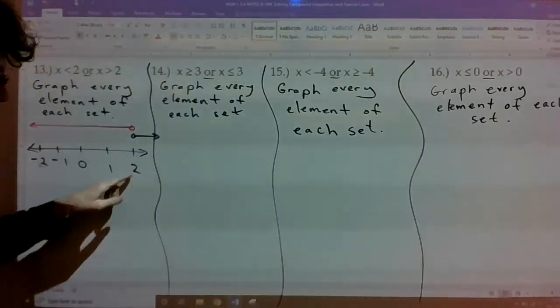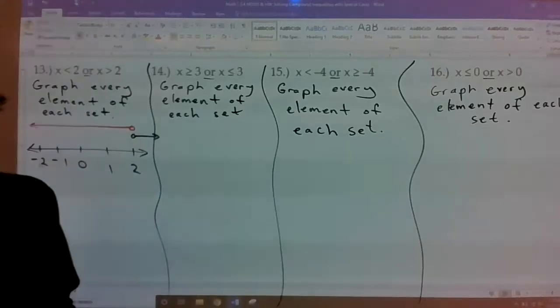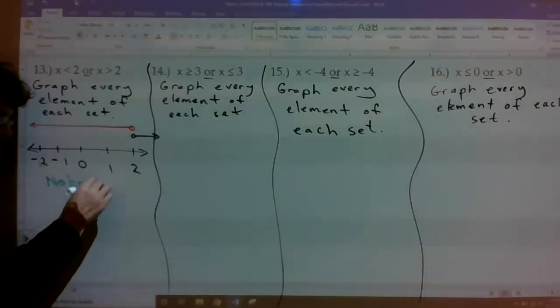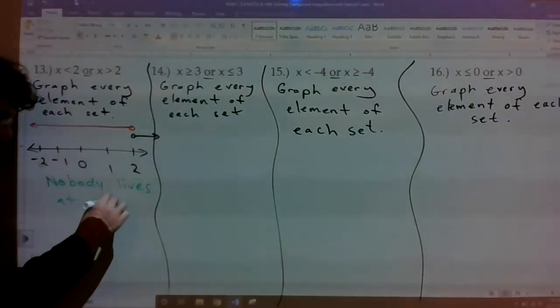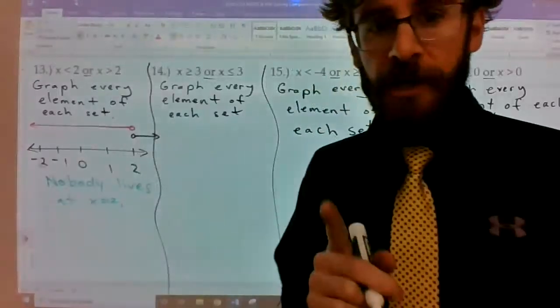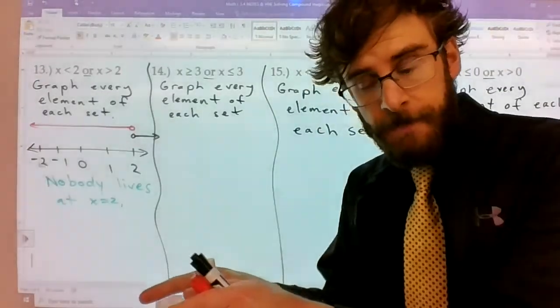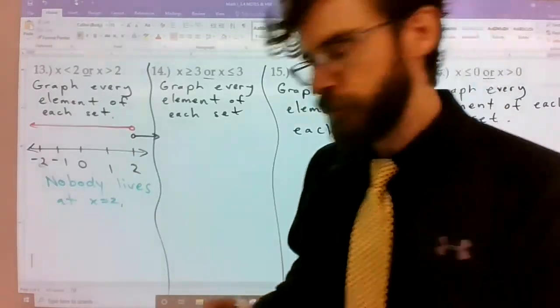At 2, though, nobody is occupying the spot. Nobody lives at x equals 2. So this is an interesting situation. All the solutions are present, all real numbers, except 2 is the solution. So here's how we would make that conclusion.